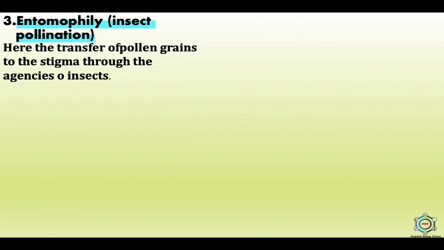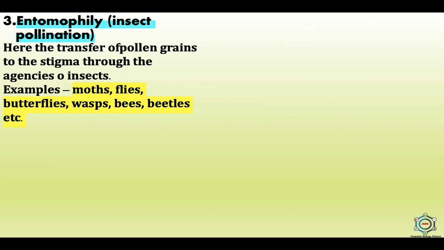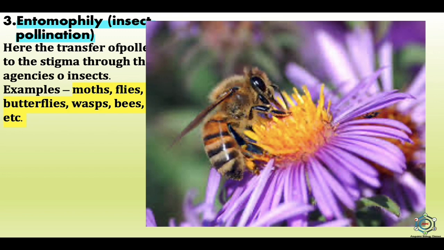Now, entomophily, or insect pollination. Here there is transfer of pollen grains to the stigma through the agency of insects. The examples are moths, flies, butterflies, wasps, bees, beetles, etc. So there are some characteristics of insect pollination.